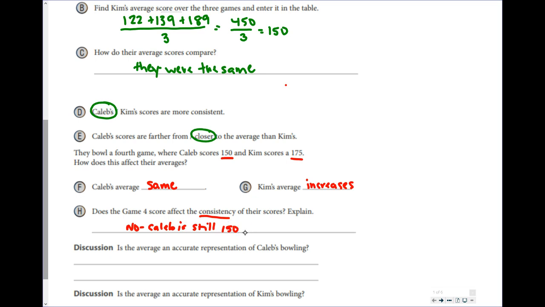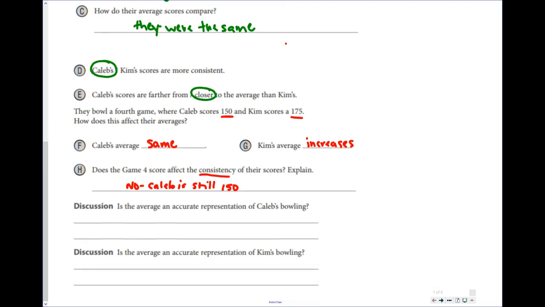But Kim, her average increases, and her consistency hasn't been consistent. So it doesn't really affect Kim either. Kim, that went down to 175. She had scored a 189. It didn't go back to 122. Her scores are all over the place. So it didn't affect either of their scores in terms of consistency.